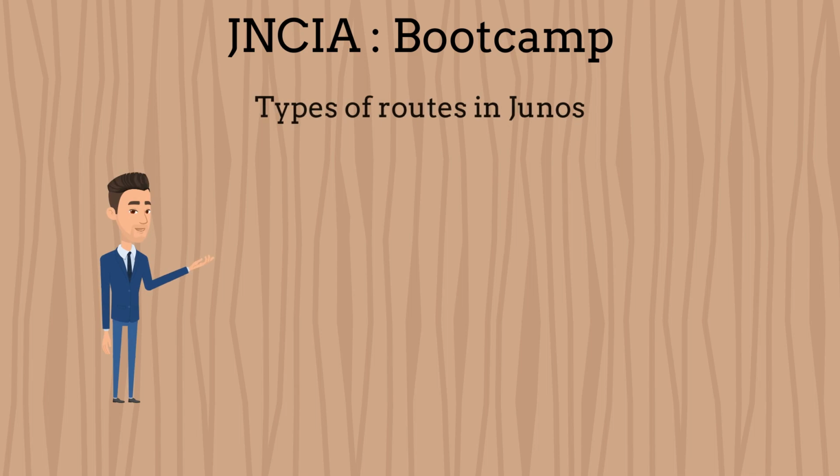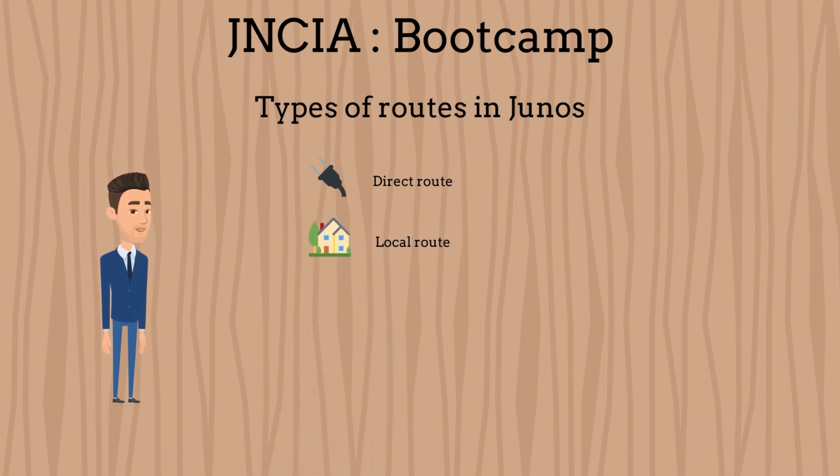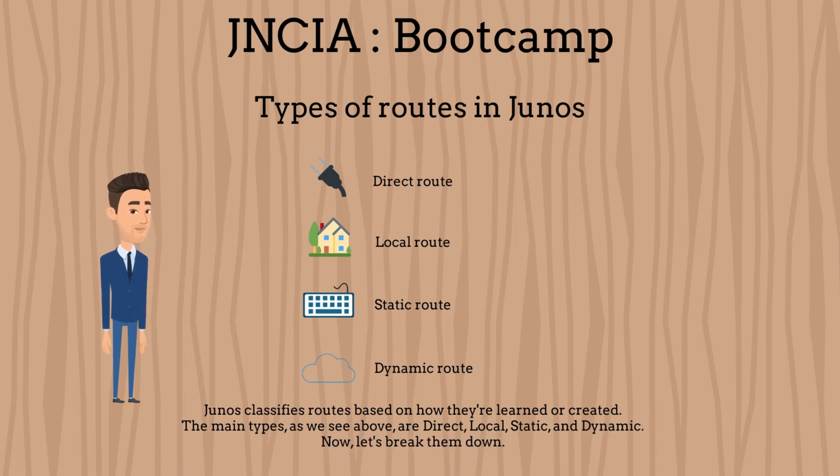Types of routes in Junos. We have a direct route. We have a local route. We have our static route. And we have our dynamic route. Junos classifies routes based on how they're learned or created. The main types, as we've mentioned, are direct, local, static and dynamic. So what we're going to do now is break each of them down.